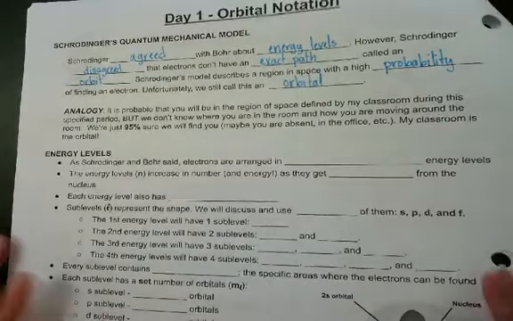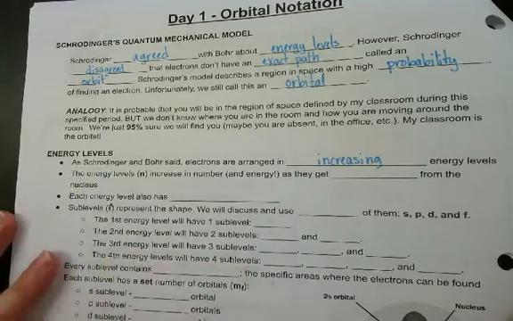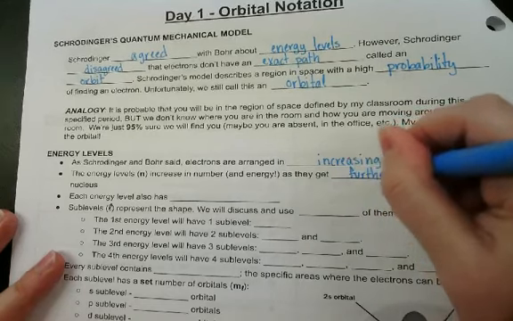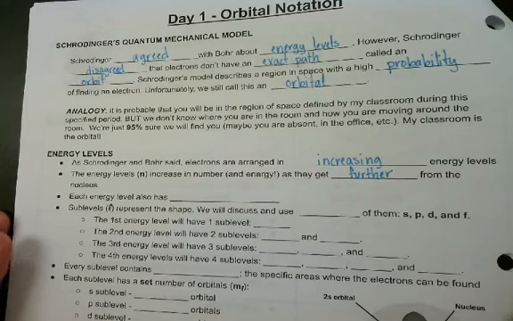Now, talking about those energy levels, Schrodinger and Bohr said that electrons are arranged in increasing energy levels. So we're going to have energy level 1, energy level 2, energy level 3, etc. These energy levels increase in number and energy as they get further from the nucleus. So energy level 2 is going to have more energy and be farther from the nucleus than energy level 1.